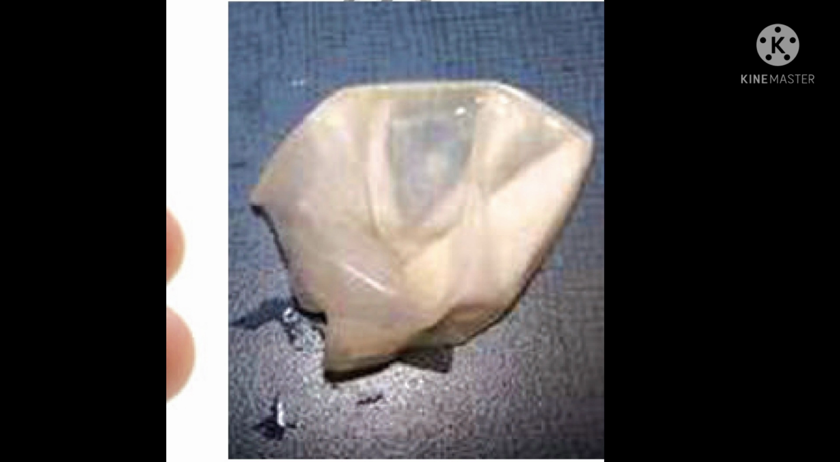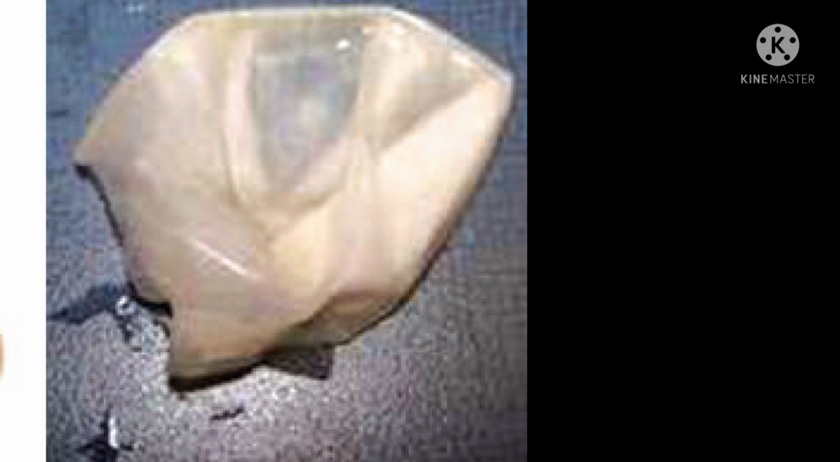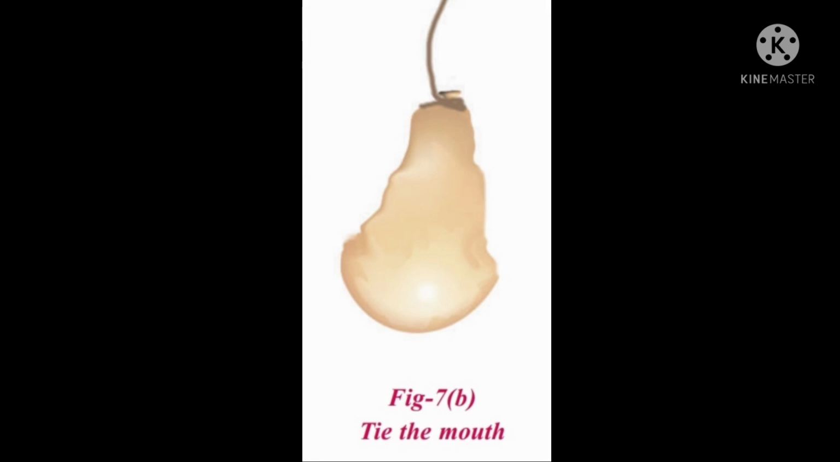Performing an activity using egg membranes. Required materials: 2 egg membranes, 3 beakers, sugar, water, thread, measuring jar, disposable syringe. Procedure: take 1 egg membrane and fill it with 10 ml of saturated sugar solution with a syringe. Tie its mouth with a thread.